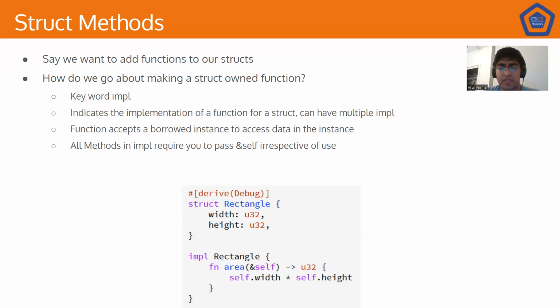All methods in your impl that are supposed to be called by your instances must pass the &self, irrespective of their use. The only exception to this is your associated functions, which I'll be going over in a minute.